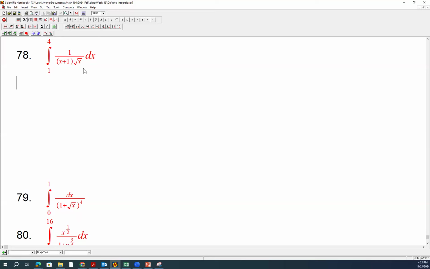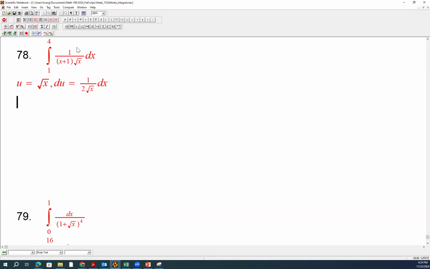Okay, so let's see. What are we going to introduce in this case? We have x, square root of x, and x plus 1. So let's try u equals root x. Then du is equal to 1 over 2 times root x dx. You can see we have dx over root x, and that is going to be twice of du.